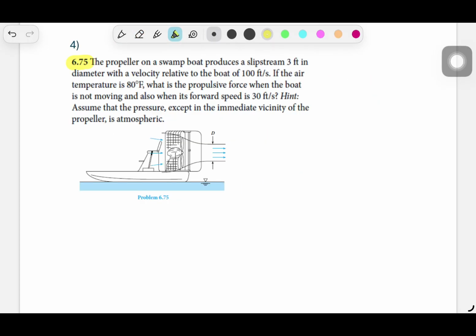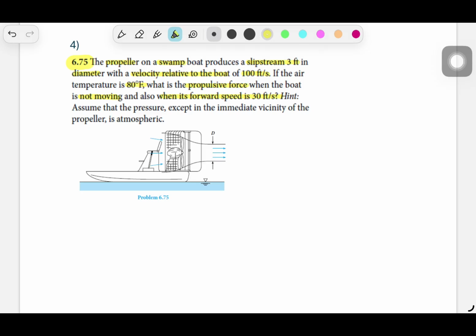That is question 4. Let's continue with 6.75. Here we have a propeller on a ramp boat, and it produces a slip stream 3 feet in diameter with a velocity relative to the boat of 100 feet per second. The air temperature is 80 Fahrenheit. And what is the propulsive force when the boat is not moving? And also when its forward speed is 30 feet per second.